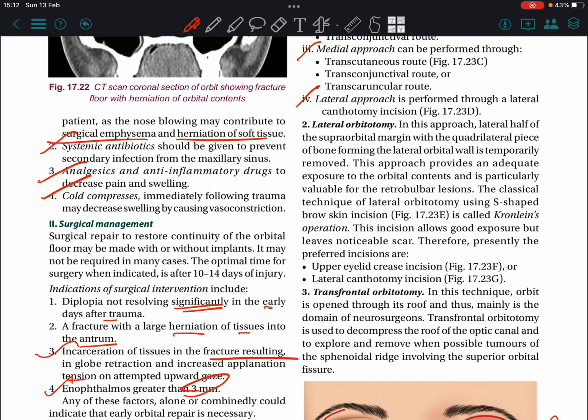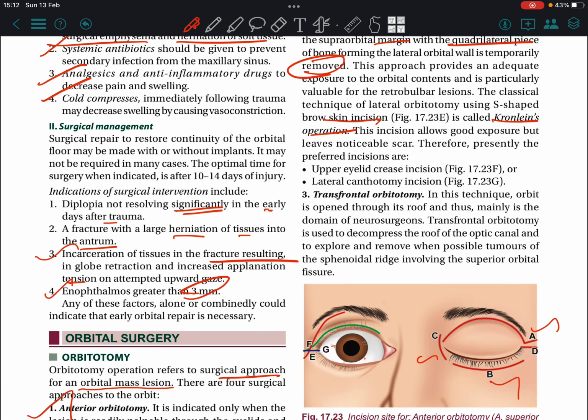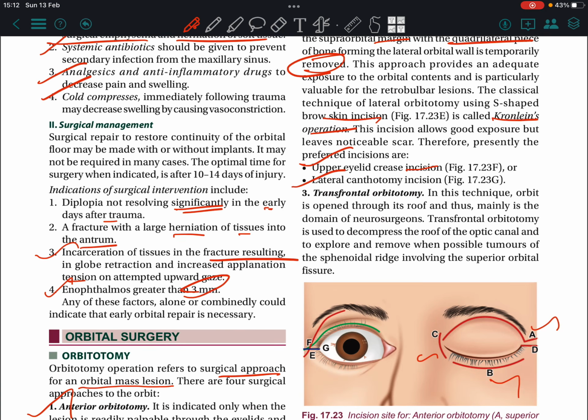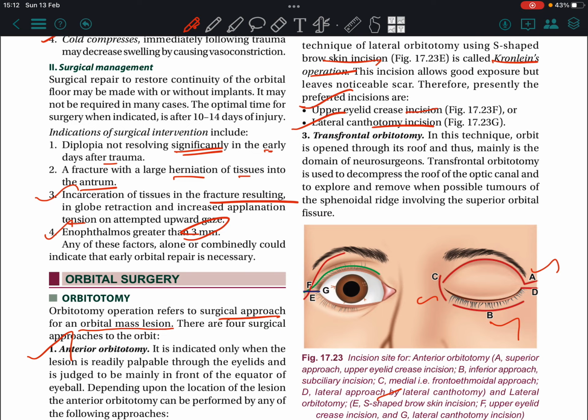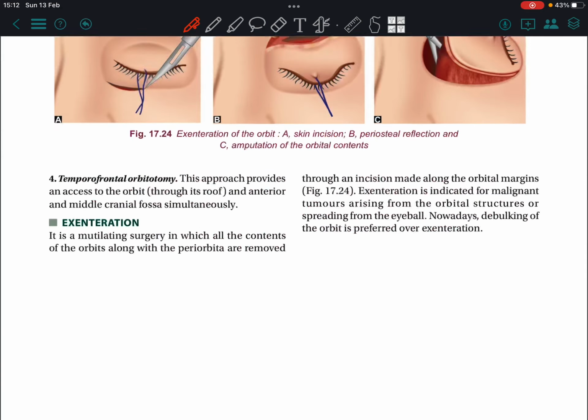Lateral orbitotomy: in this approach, the lateral half of the supraorbital margin with a quadrilateral piece of bone forming the lateral orbital wall is temporarily removed. S-shaped brow skin incision is called Kronlein operation. Upper eyelid crease incision, lateral canthotomy incision. Transfrontal orbitotomy: in this technique, the orbit is opened through its roof and thus is mainly the domain of neurosurgeons.